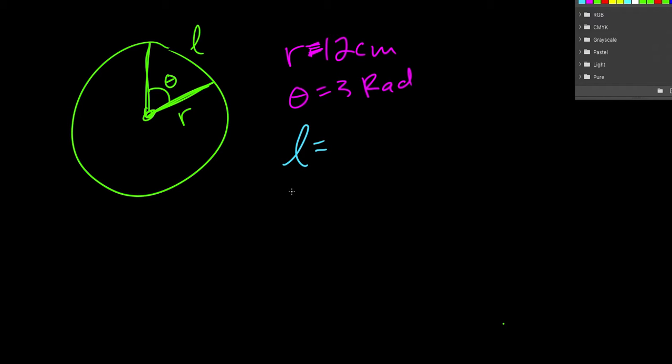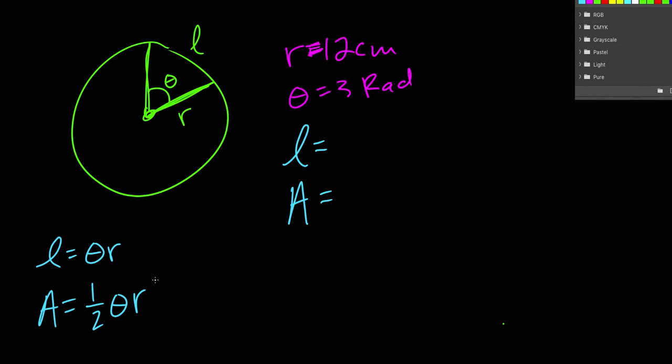And we also want to find the area. So we want to know how much surface area is on the piece of pizza. So we have two formulas. L equals theta times R. Then we also have area equals 1/2 theta times R squared. So we're just going to use these two formulas. We're given this information, and then we'll find this.